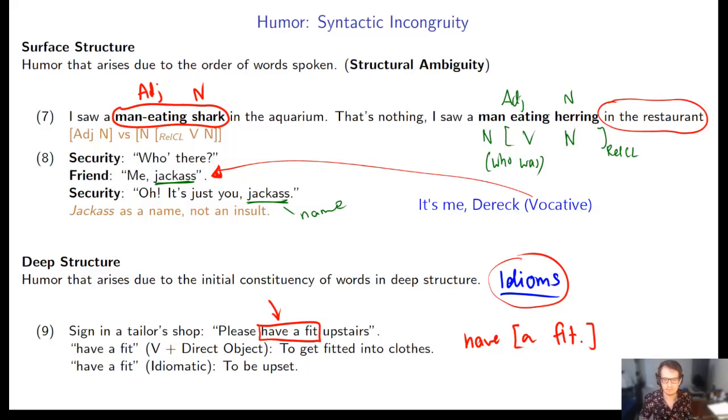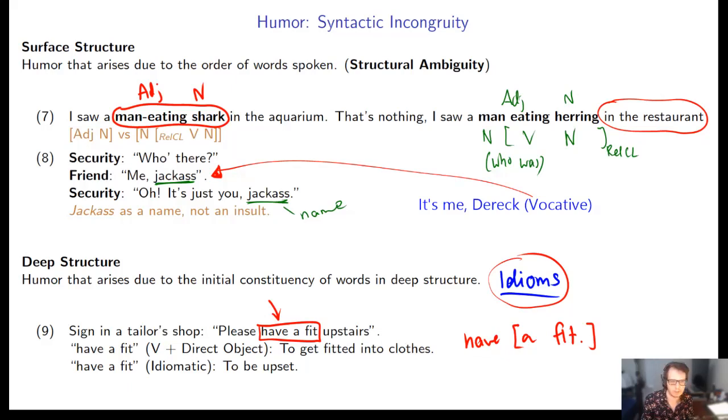So for number 7, why does the speaker say that's nothing? Oh, it's sort of like you're one-upping another person. Like, oh, I did this. Oh, well, that's nothing. I did something even better.